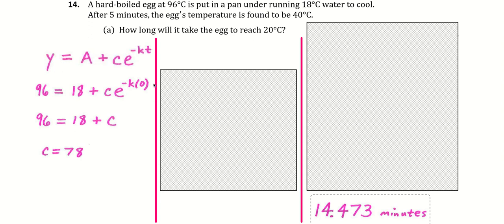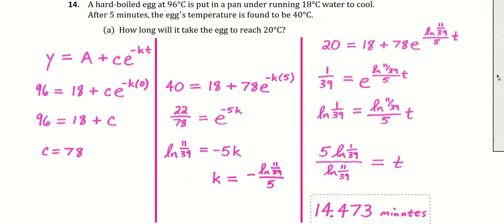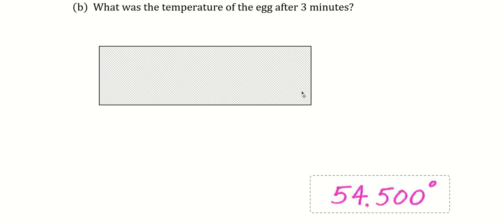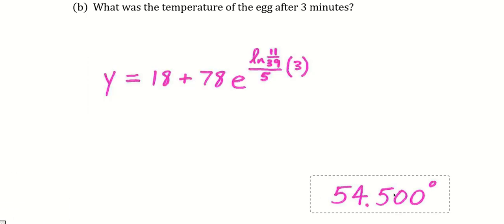And once again, you have to pick your t equals 0 moment. I'm sure everyone's going to pick the original 96-degree moment. The egg starts off at 96 degrees. So that's what we're calling t equals 0, and yada, yada, yada. There's the rest of it, with the final answer of 14.473-ish. And then part B, the answer you should get is that for the 3-minute mark. That's it. Well, okay. So I guess that's it.